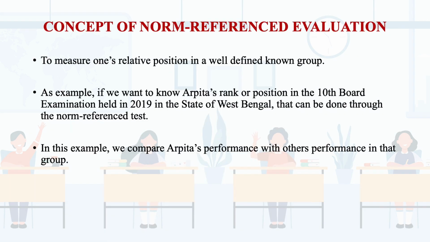And further, in this example, we compare Arpita's performance with others' performance in that group. In that group, I don't know the number of learners. It may be in thousands, or it may be in lakhs. But what we are doing here is comparing the performance of Arpita with other students, other examinees who attended the 10th board examination in the state of West Bengal in 2019. So here we are comparing an individual score with a group score, and that is a well-defined group score. So friends, try to understand more about the concept of norm reference test.